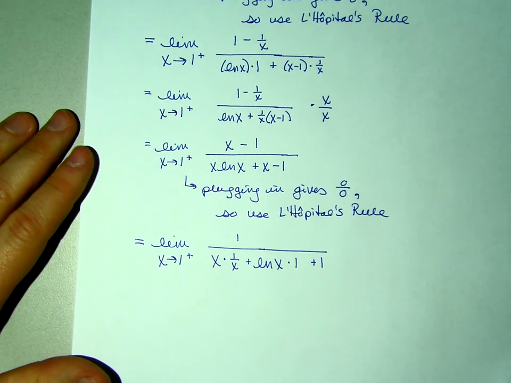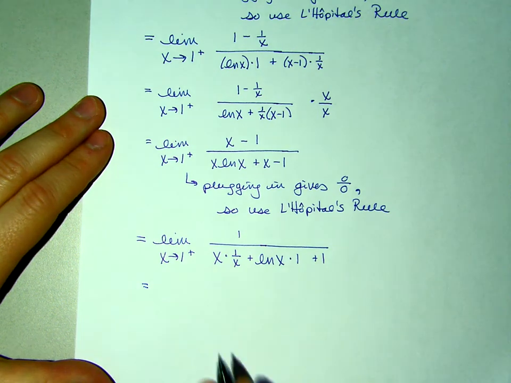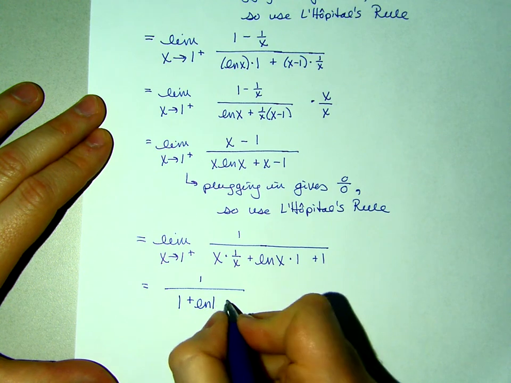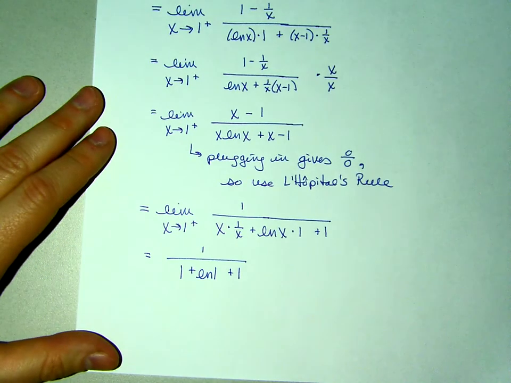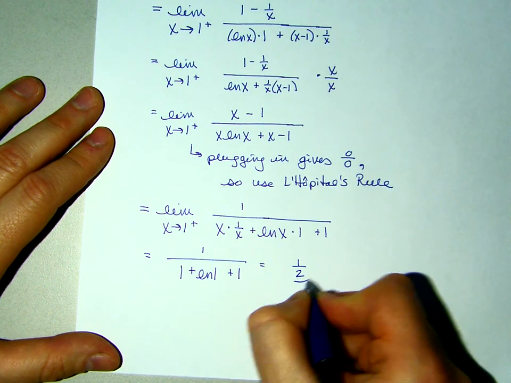Yeah, I definitely know I'm going to be done at this step because I've got a 1 up top. Can't get 0 over 0 or infinity over infinity. I'm actually getting a kind of nice fraction here. Are you getting 1/2?